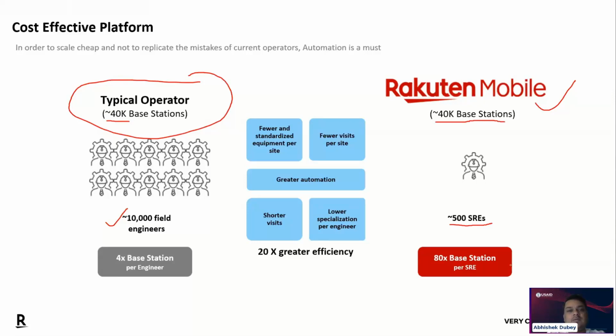It will be powered on from the NOC. Okay, we can fire the command from the NOC and the site can power on. Or if you want to restart the site, it can be done from the NOC, from the centralized data center, or remotely. All right, the shorter visit, lower specialized per engineer, and everything. Totally, if you consider, we are 20 times more efficient than the traditional operator in the cost. So this is the overall in the installation and in the integration, we are very much cost effective, and we have already proved that with the Rakuten Mobile compared to the typical operator.